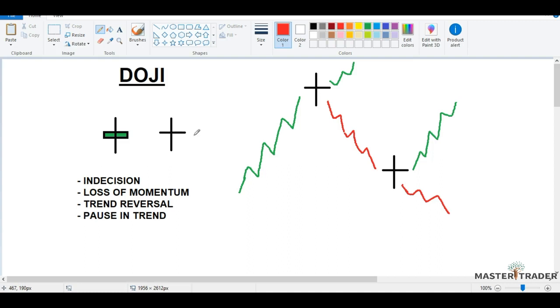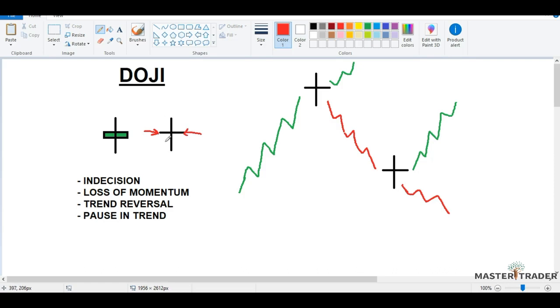Now, the definition of a doji is simply that the opening and the closing are the same or about the same, and that they are equidistant from the high and the low. So they're usually right in the center. As we know, this is our opening price, this is the closing, this is the high and that's the low.